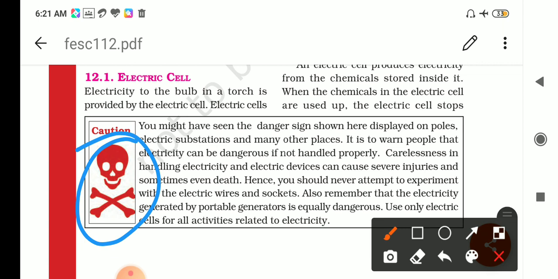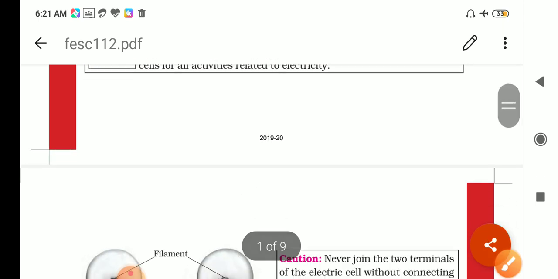Sometimes this injury may even lead to death. Hence, you should never attempt an experiment with electric wires and sockets. Also remember that electricity generated by portable generators is equally dangerous as normal mains electricity. Use only the electric cell when you are performing any activity. Okay, now see.